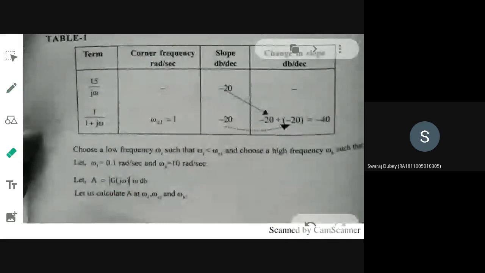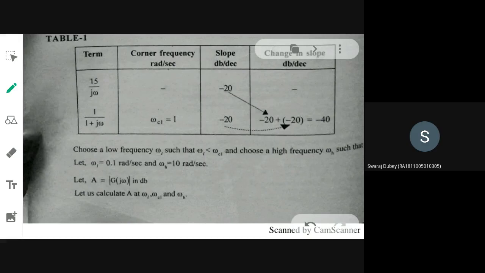Next you need to choose one omega L value and omega H value. What values are chosen for omega L and omega H? 0.1 and 10, they have chosen. Next you have to calculate three gains: one for A at omega L, 0.1; A at omega C1, 1 radian per second; then A at omega H, 10 radian per second.